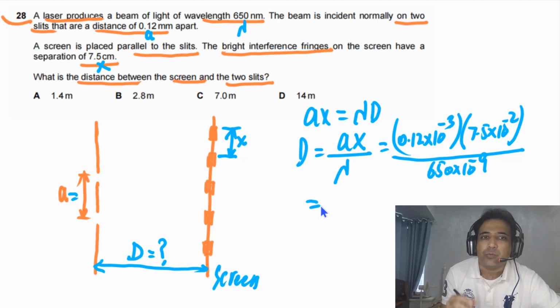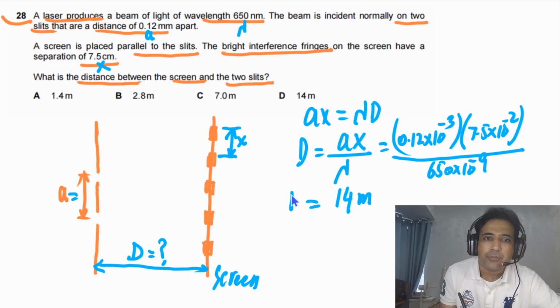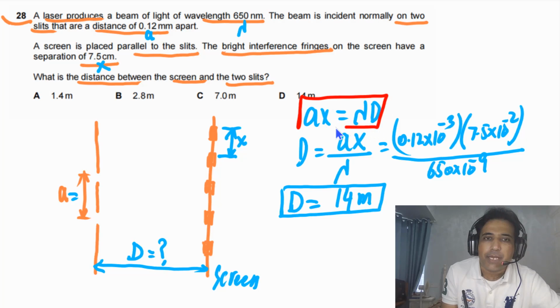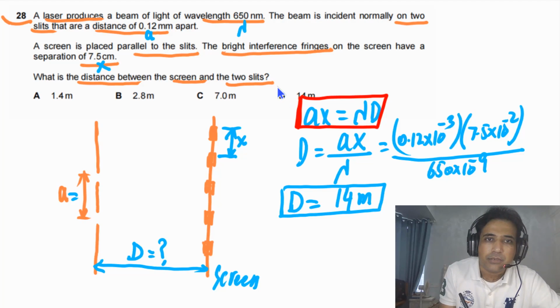Now simply we need to solve this one. If we solve this, our final answer will be equal to 14 meters up to 2 SF. A typical question, simply you need to use this formula. That's all, and you need to convert units. So the answer for this question is D.